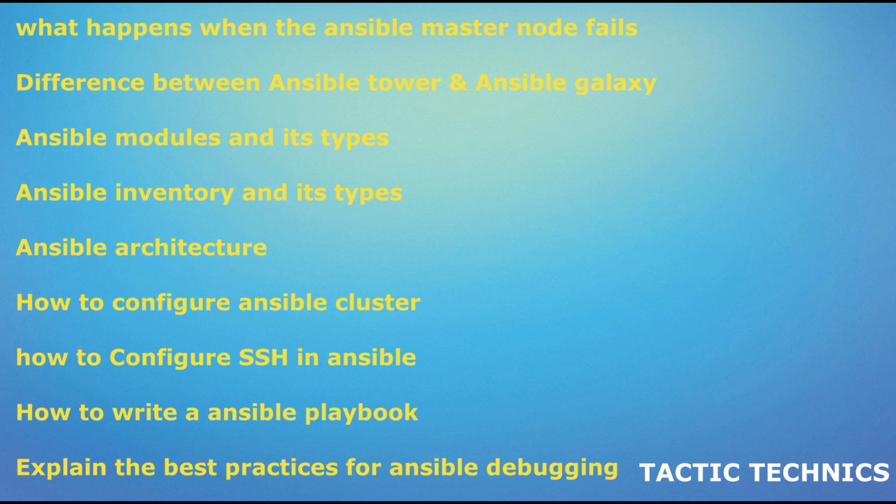Explain the best practices for Ansible debugging. Here are some best practices for debugging Ansible playbooks. Use verbose output. Use the -vvv option when running the playbook to increase the verbosity of the output. This can help you see what's happening behind the scenes and diagnose any issues.